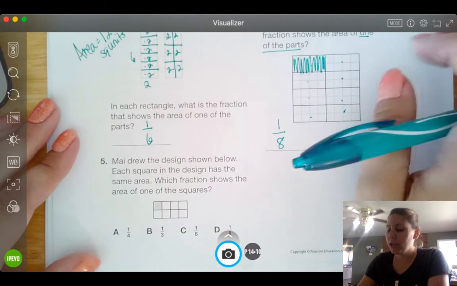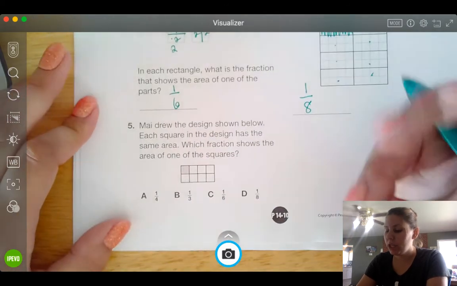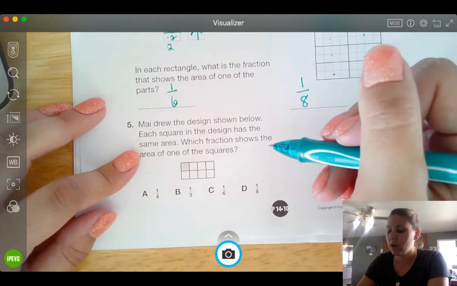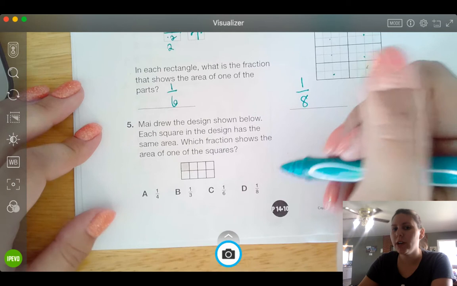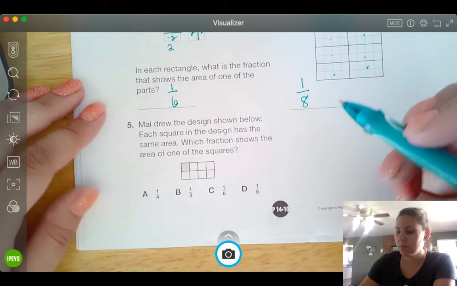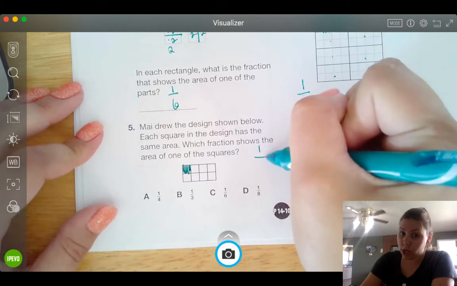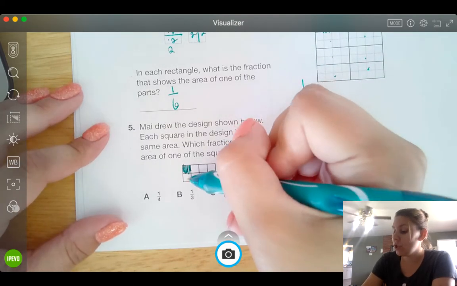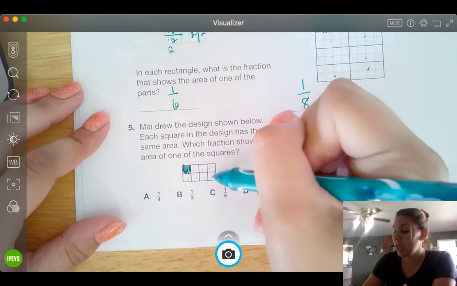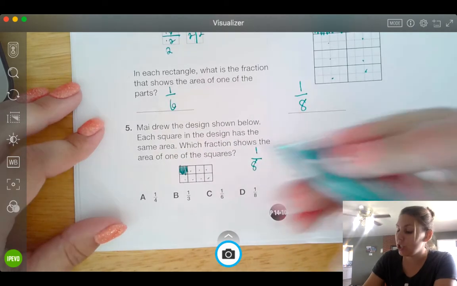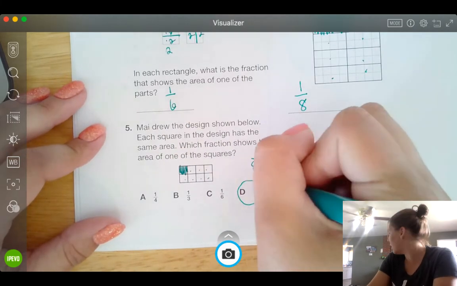5. Mai drew the design shown below. Each square in the design has the same area. What fraction shows the area of one of these squares? She has 1 square colored in, so that's my numerator. Out of 1, 2, 3, 4, 5, 6, 7, 8 pieces total. So she has shaded in 1/8.